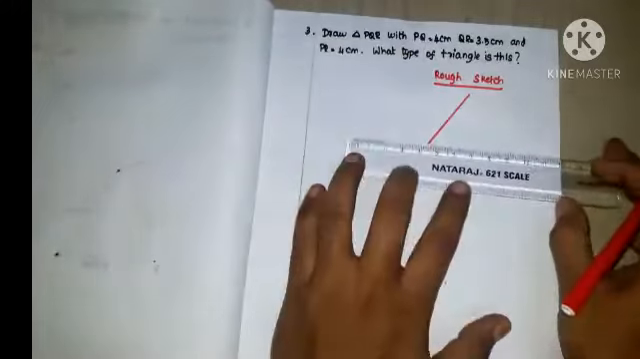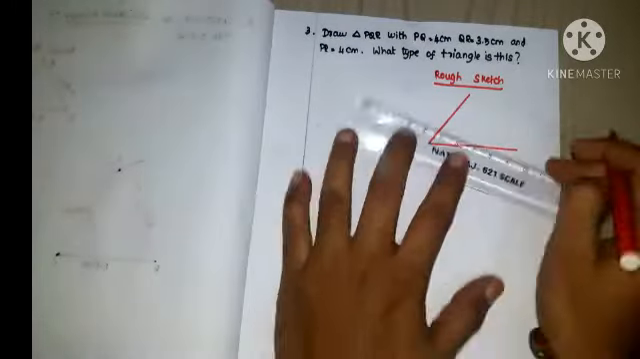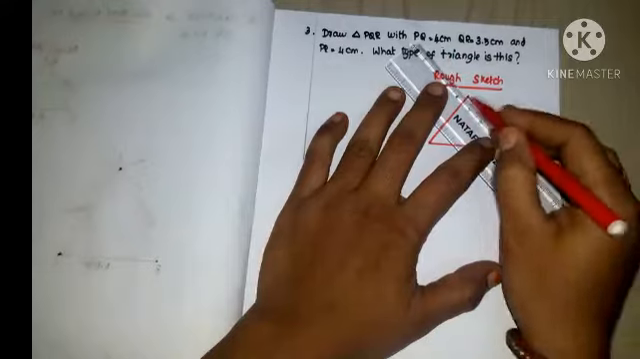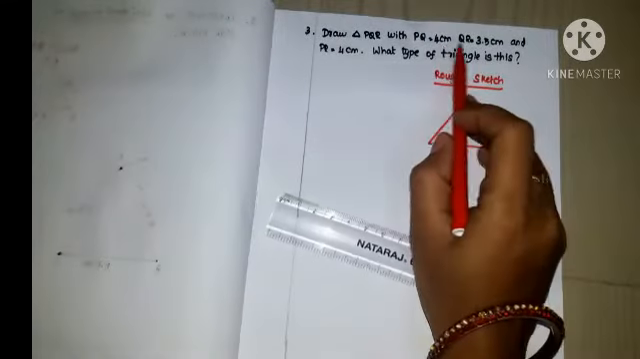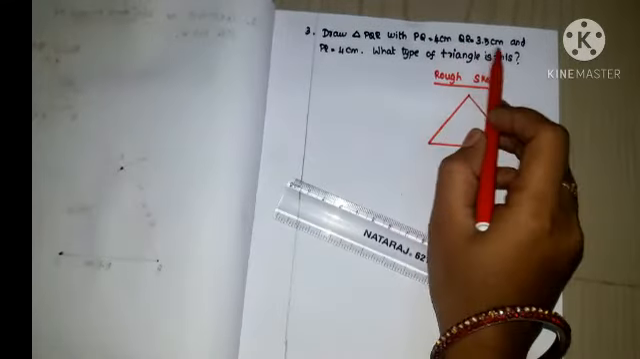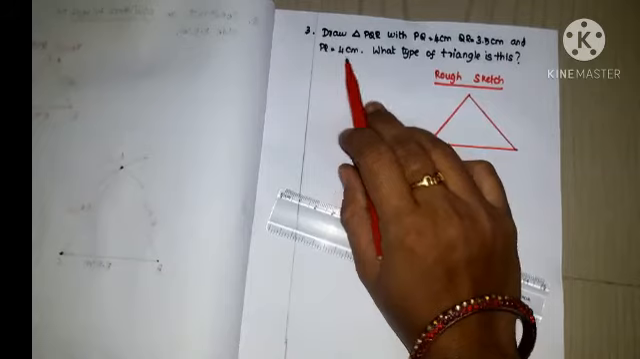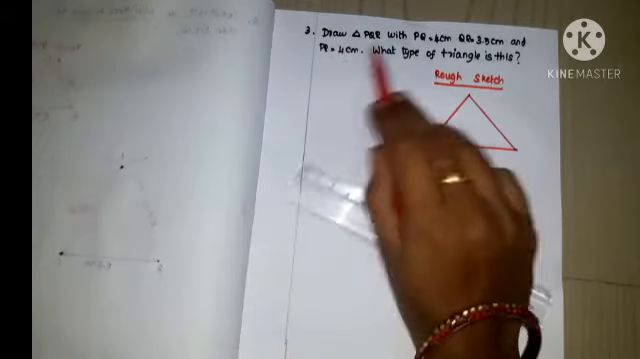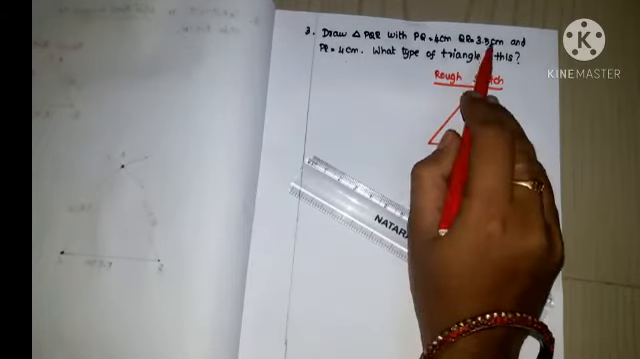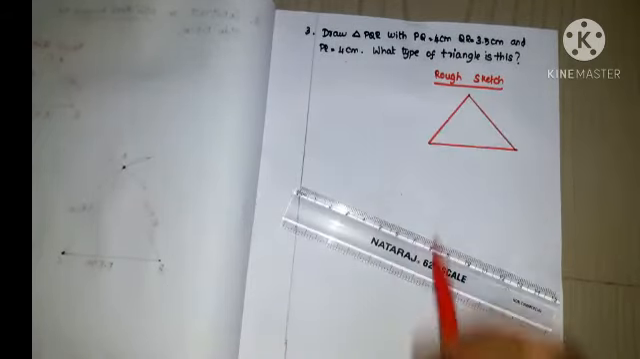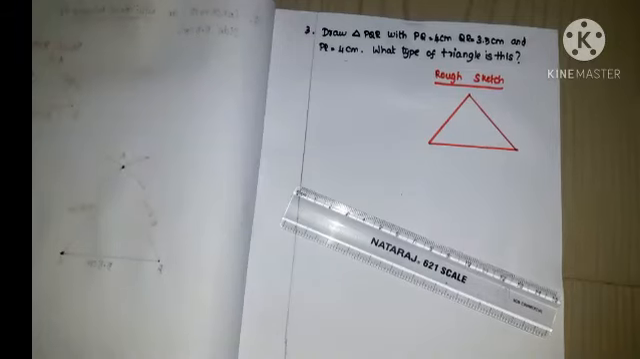Okay, so I just simply draw one triangle. By the question itself you can say what type of triangle it is. So see here, PQ is equal to 4 cm, QR is equal to 3.5 cm and PR is equal to 4 cm. So two sides are equal and one side is not equal. If two sides are equal, we can say that it is an isosceles triangle.